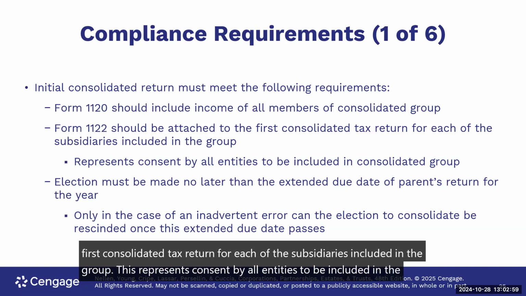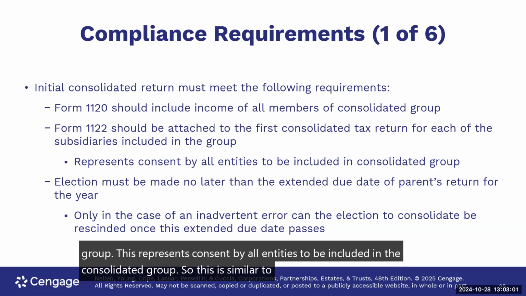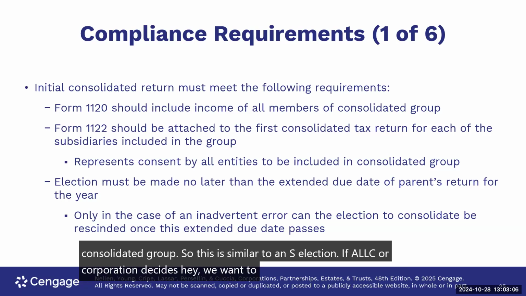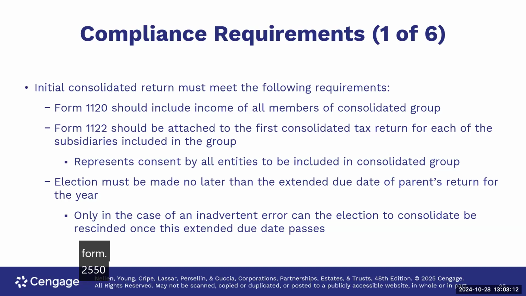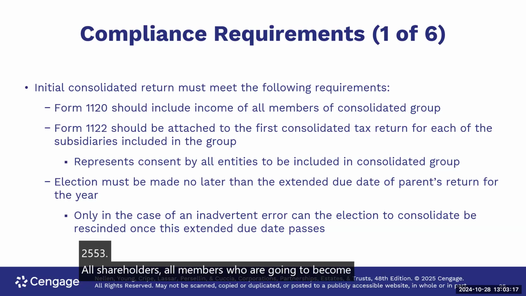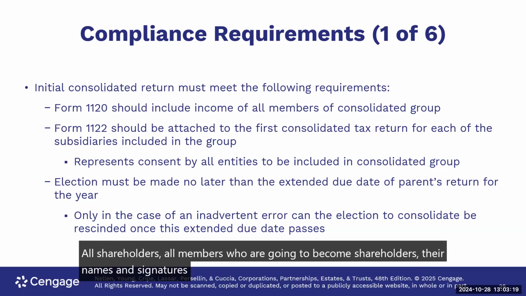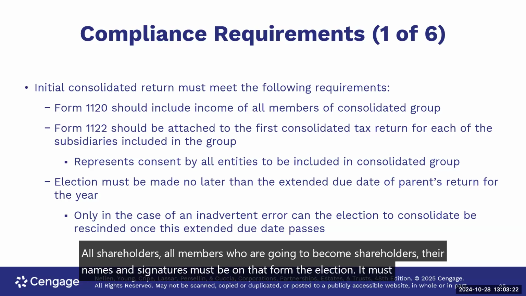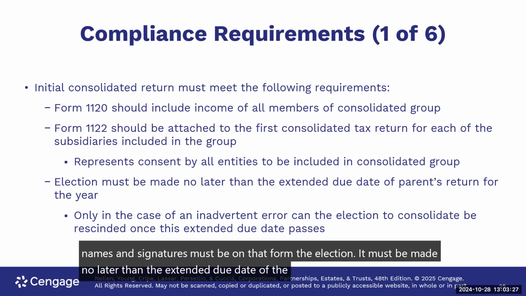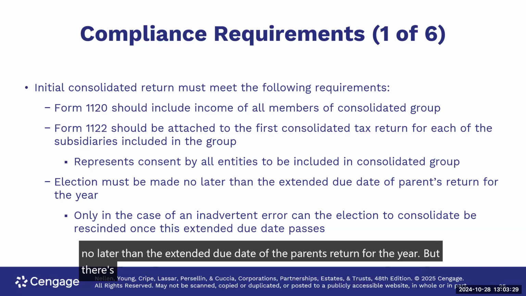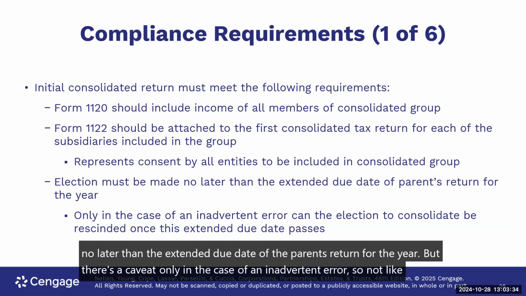So this is similar to an S election. If an LLC or a corporation decides, hey, we want to be taxed as an S corporation, on Form 2553, all shareholders, all members who are going to become shareholders, their names and signatures must be on that form. The election must be made no later than the extended due date of the parent's return for the year. But there's a caveat, only in the case of an inadvertent error. So not like, okay, we're tax planning at the end of the year, let's do this.